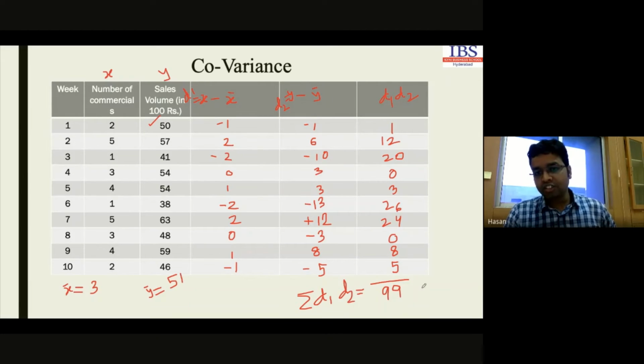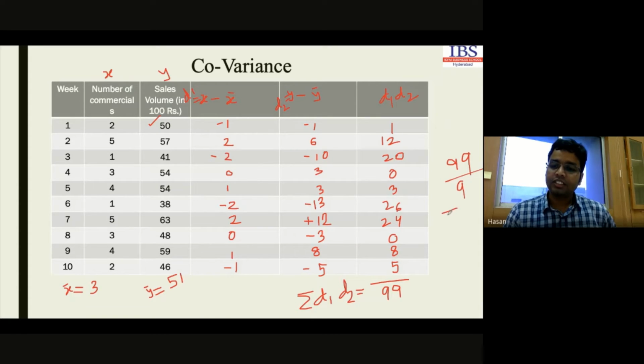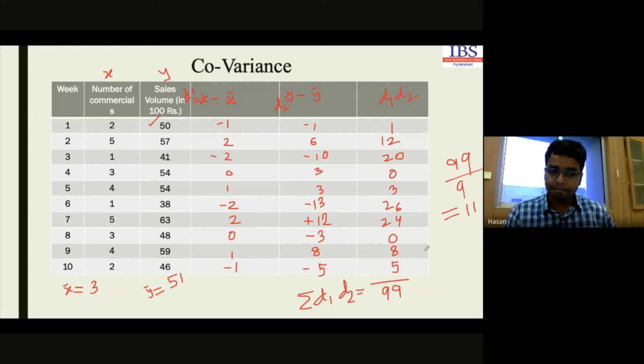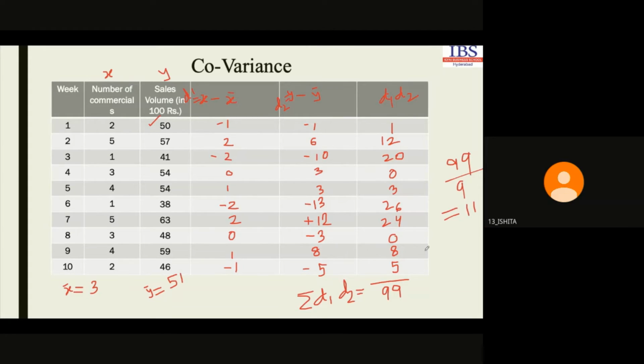Okay. So how you got this? The formula is sum of d1 d2 divided by n minus 1, right? Here the sum is 99. So 99 by n minus 1, n is 10 here. 10 minus 1 is 9, which gives 11. Everyone got this answer? Yes, sir. It is very easy. There is no difficulty. No, sir. Okay.